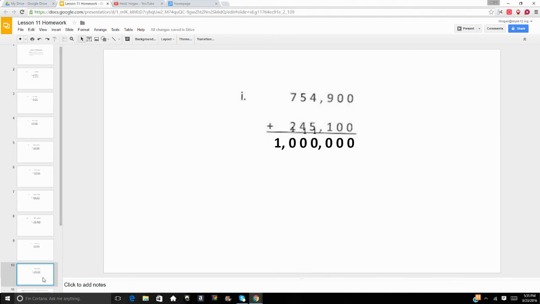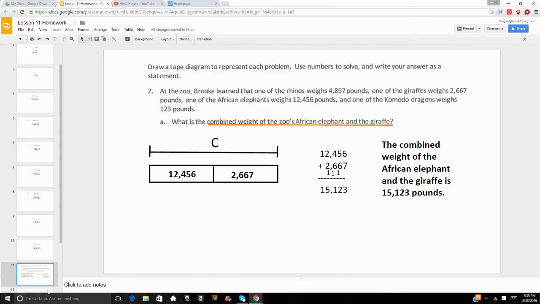Ooh, this is a nice one. 0 plus 0 is 0. 0 plus 0 is 0. 9 plus 1 is 10. We can't have 10 hundreds, but we can regroup that 10 and make it 1,000. 4 plus 5 is 9, and 1 is 10. Can't have 10,000s, but we can have 1 10,000. 5 plus 4 is 9, and 1 is 10. We can't have 10 10,000s, but we can have a 100,000. 7 plus 2 is 9, and 1 is 10. Ooh, look, we have 1,000,000. That's fabulous. I love tape diagrams.